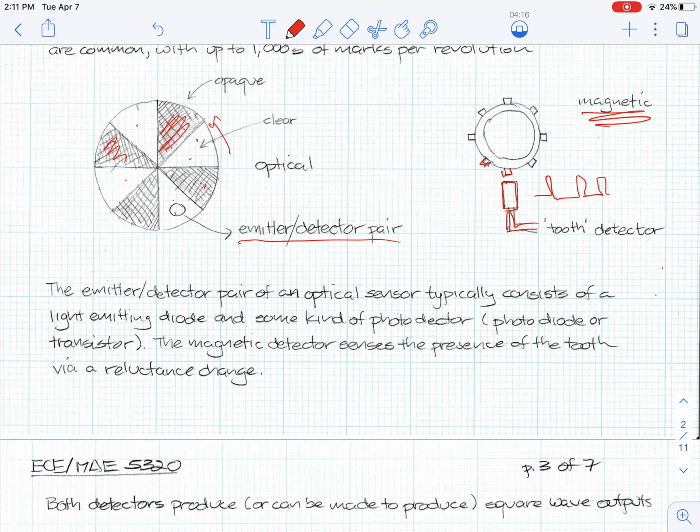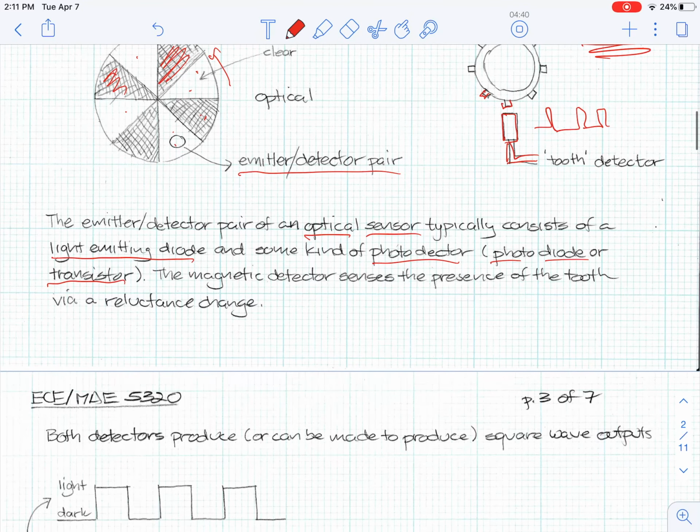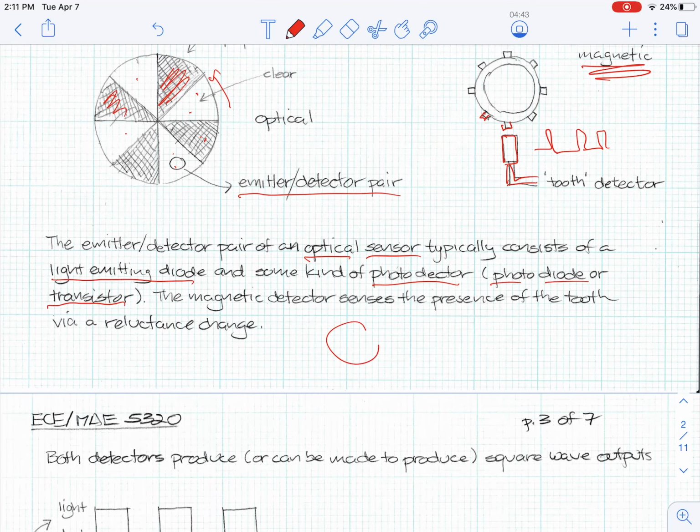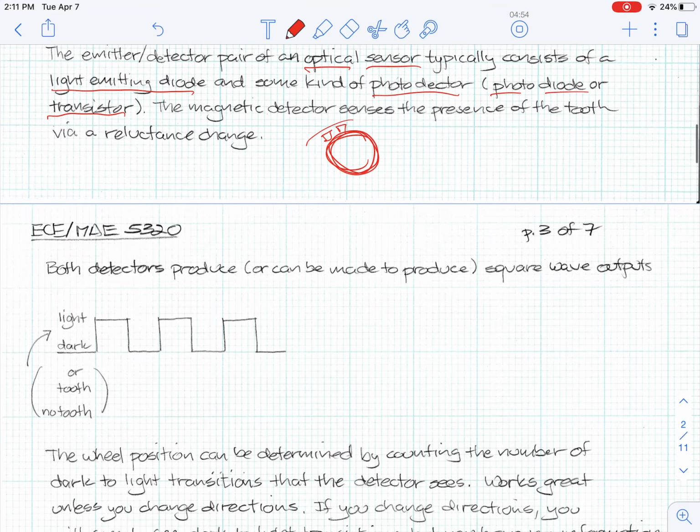Okay, optical sensors typically consist of a light emitting diode and some kind of photodetector. Photodetectors can be photodiodes or phototransistors, and the magnetic detector is some sort of reluctance change that you're going to detect. Or if it's an actual magnet, you might get an actual generated voltage from a coil. Okay, if you've ever been into older small gasoline engines, they use a similar method with magnets on the flywheel going past the coil to generate the spark.